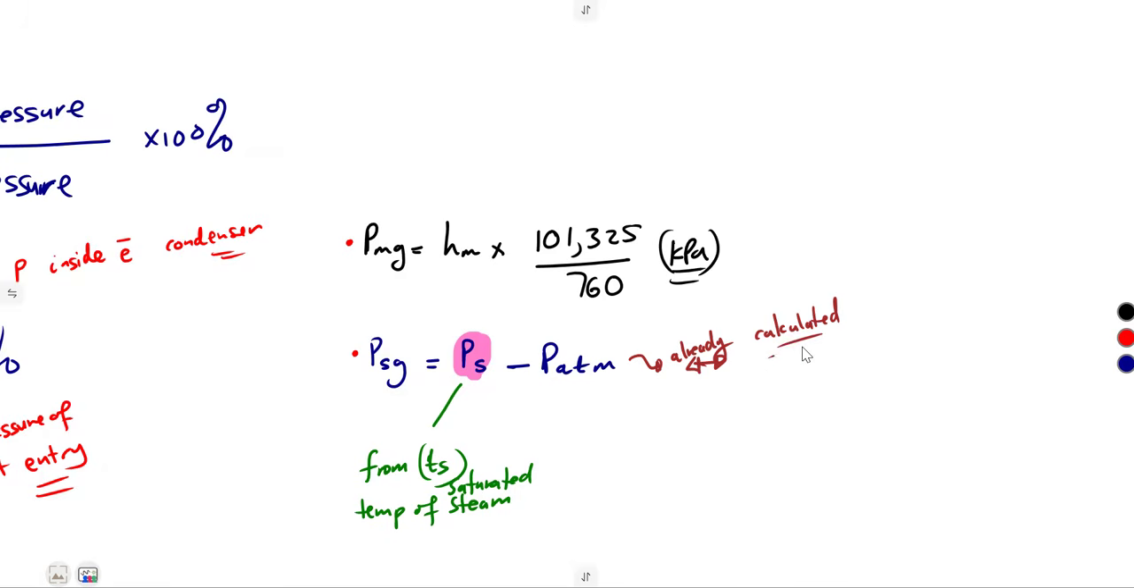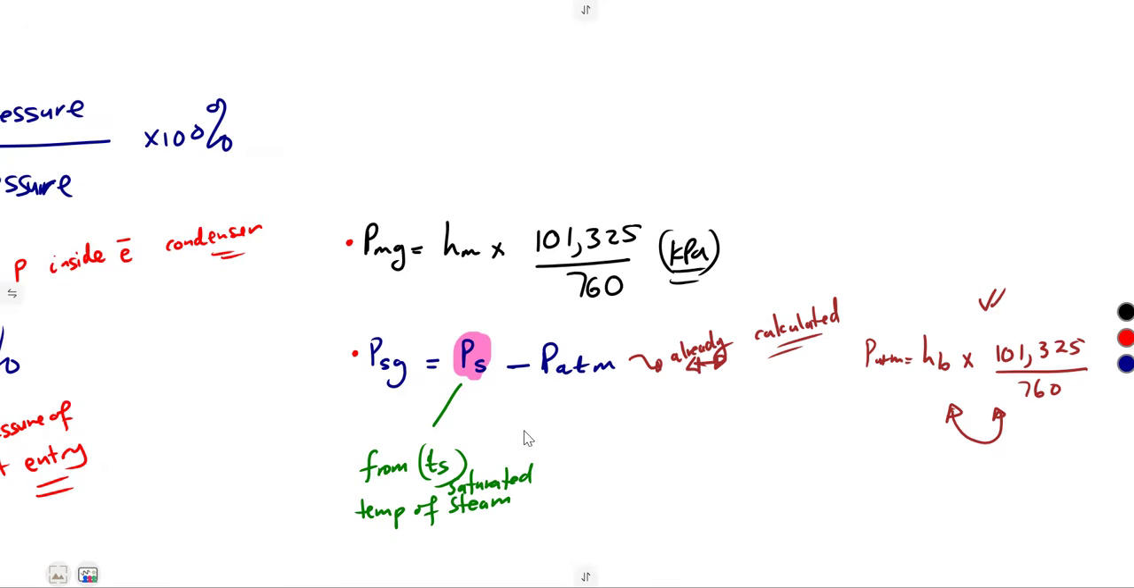We calculated this value, remember? From that formula, atmospheric pressure is equal to HB times 101.325 over 760. So just like here for the gauge pressure, here we're going to use the barometer reading. I talked about that conversion to kilopascal. So the atmospheric pressure is there. You have it already. But PS is not there. It must be taken from the TS as the temperature of the saturated steam.